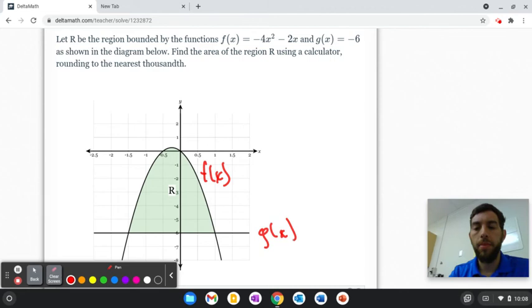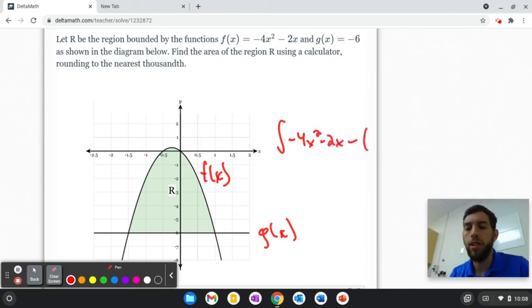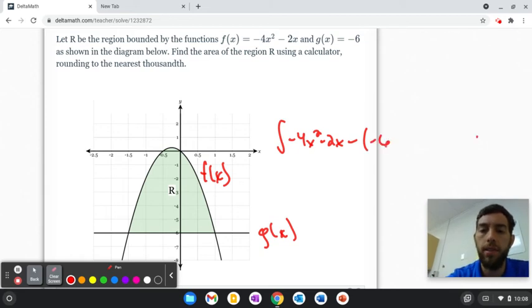So if we're going to find the area between those, we do the top minus the bottom. So we're going to take the integral from the top function, which is negative 4x squared minus 2x, minus, in parentheses, the bottom function, which is just a constant in this case, negative 6, dx.